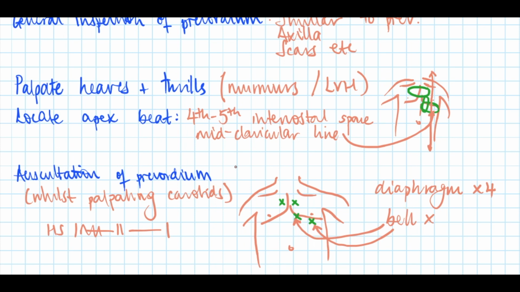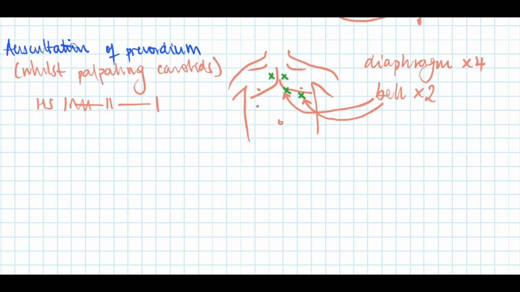And while we're auscultating these 4 areas, still continue to palpate the carotid pulses, just so that we know which sound is S1 and which sound is S2. Spend a little time listening to each area and trying to distinguish whether there are any extra heart sounds or abnormalities present.